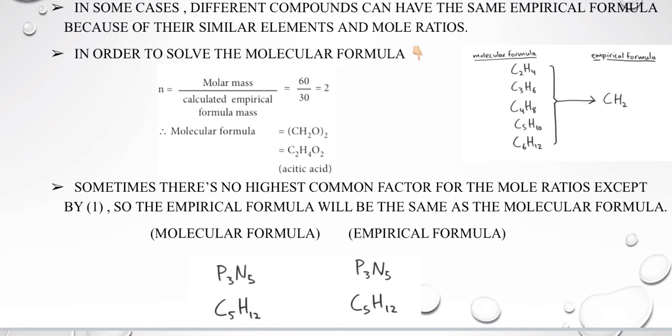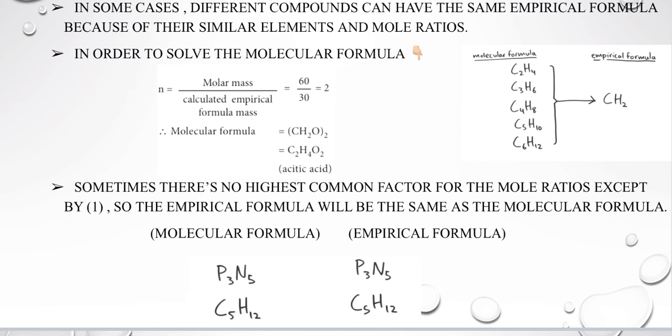Sometimes there is no highest common factor for the mole ratios except 1. So the empirical formula will be the same as the molecular formula. For example, the molecular formula is going to be P3N5. There is no highest common factor; the highest common factor is going to be 1 in this case. And as you divide 3 by 1 and then 5 by 1, we get the same thing. So the empirical formula is exactly the same as the molecular formula, which is not a big deal, it's not a problem.